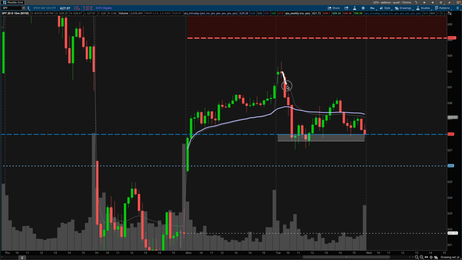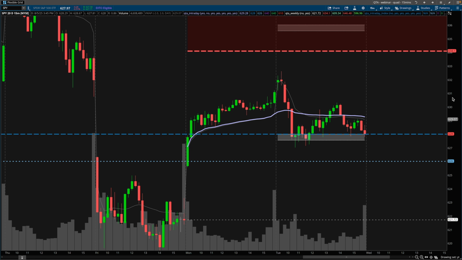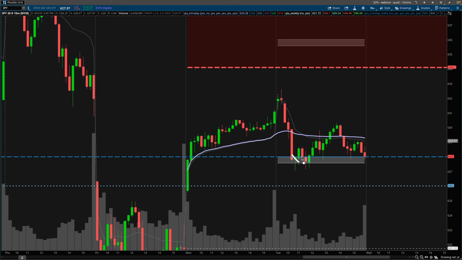This gray level on the chart right here is VWAP. This other lavender lilac color is the 2-day anchored VWAP. So it is a VWAP anchored from yesterday's open. This gray shaded area here is referred to as the Quant Trading app intraday zone. This dash blue level is the max pain for Friday's expiration, calculated from pre-market.